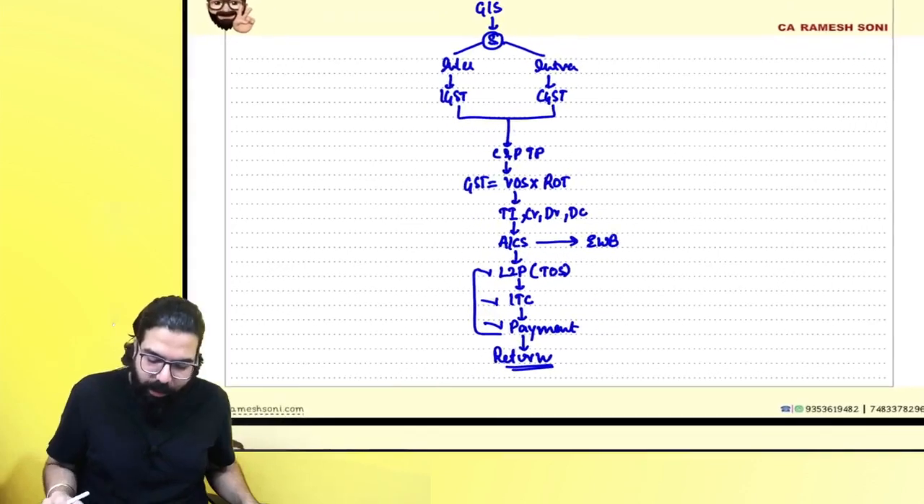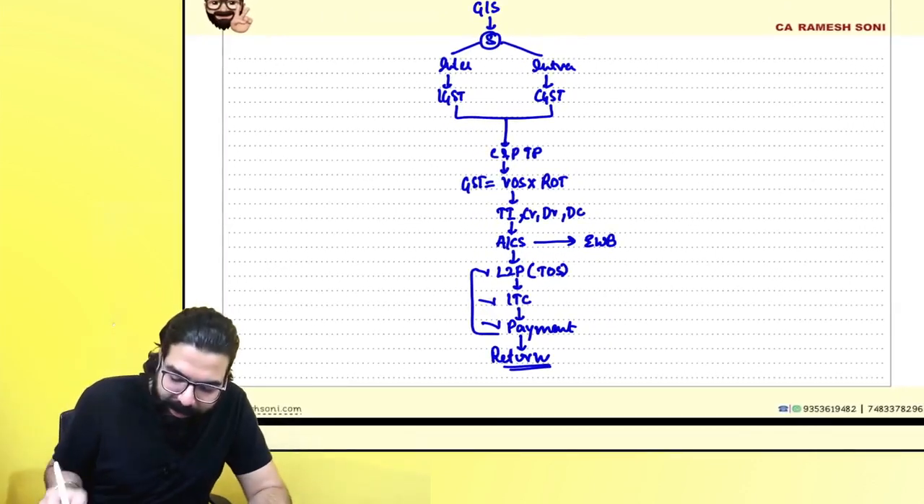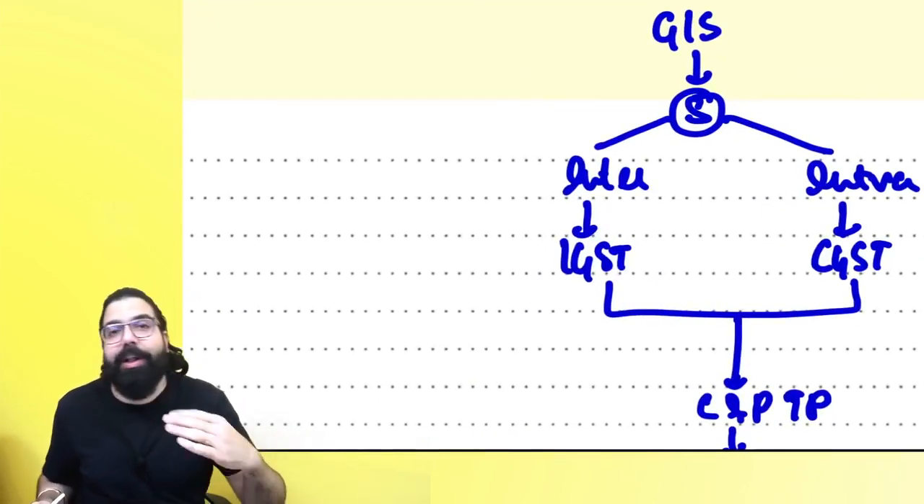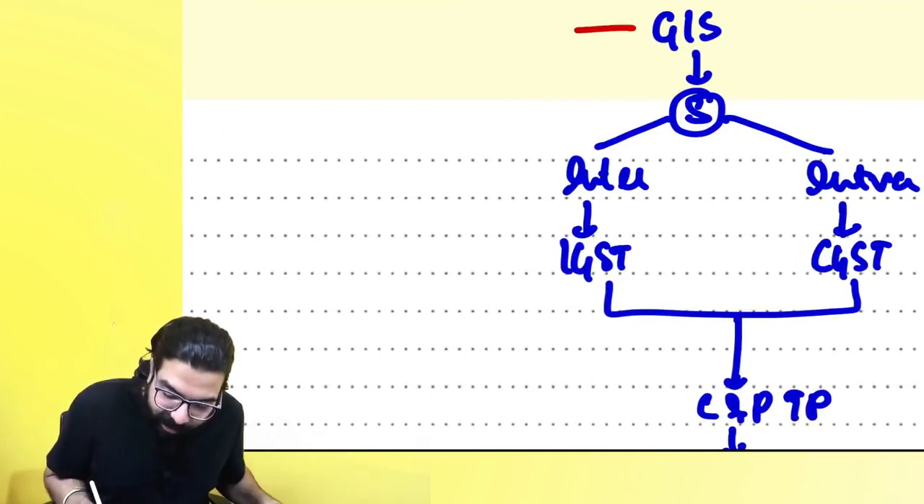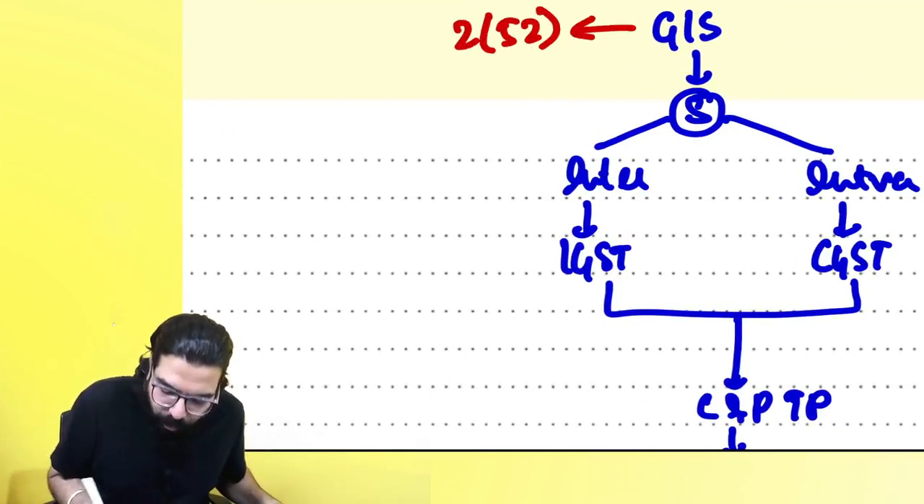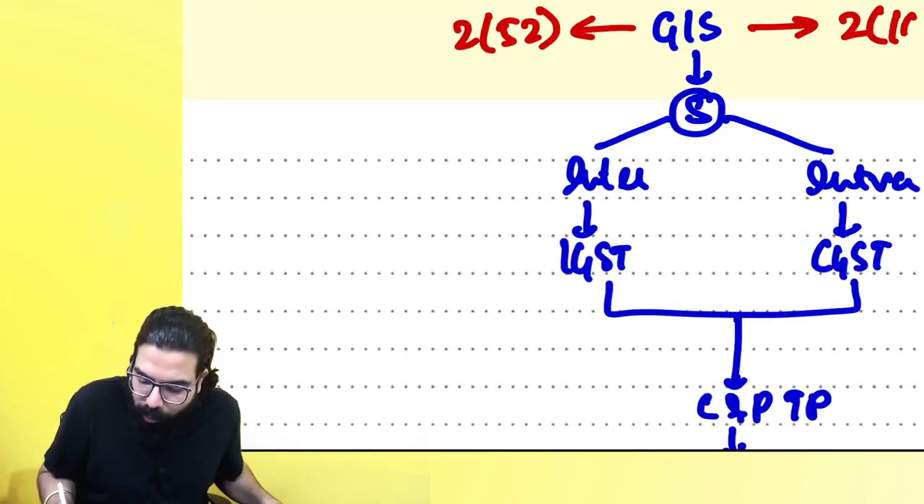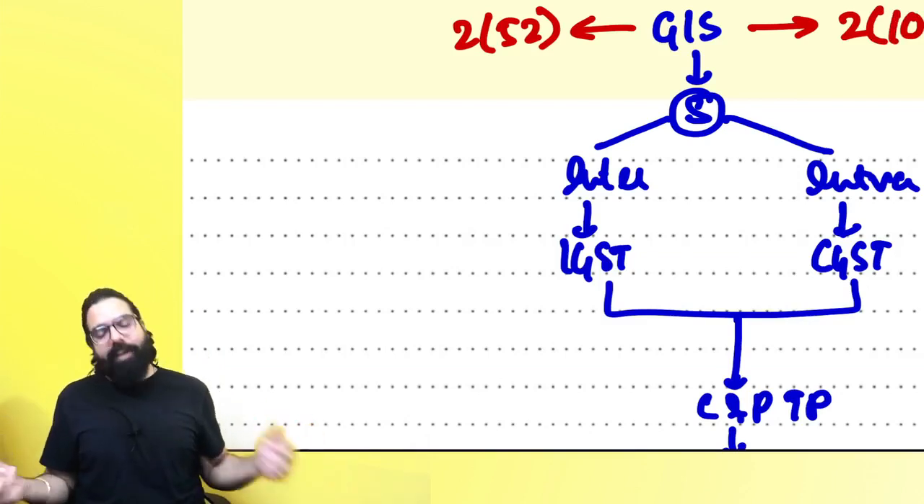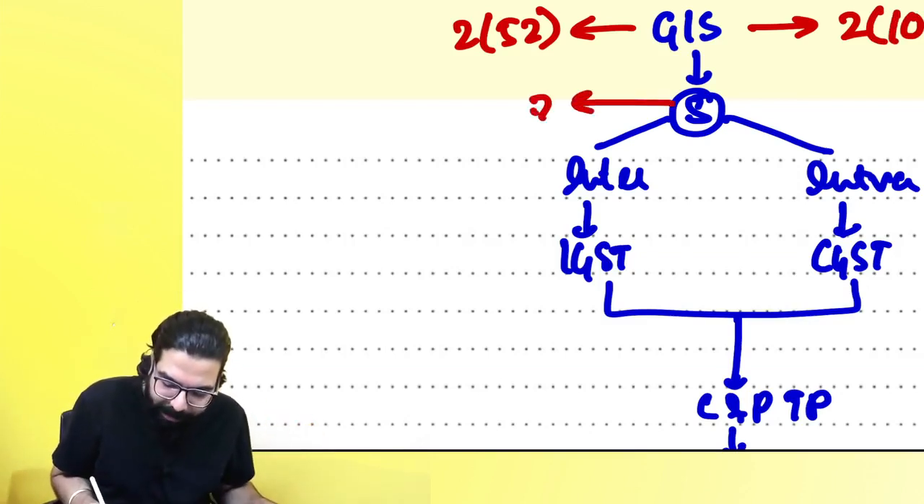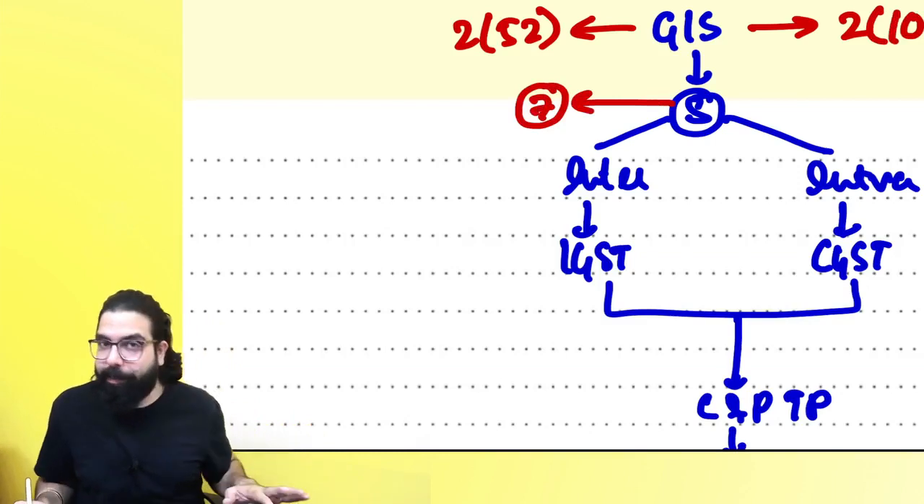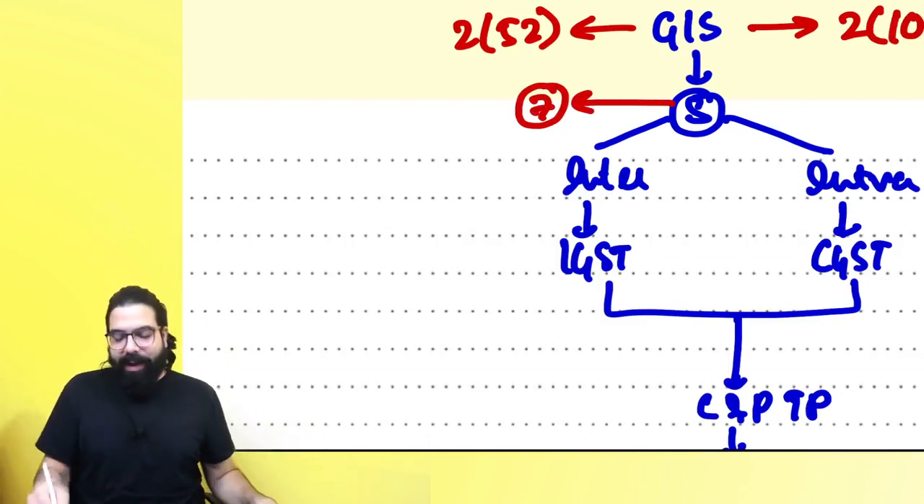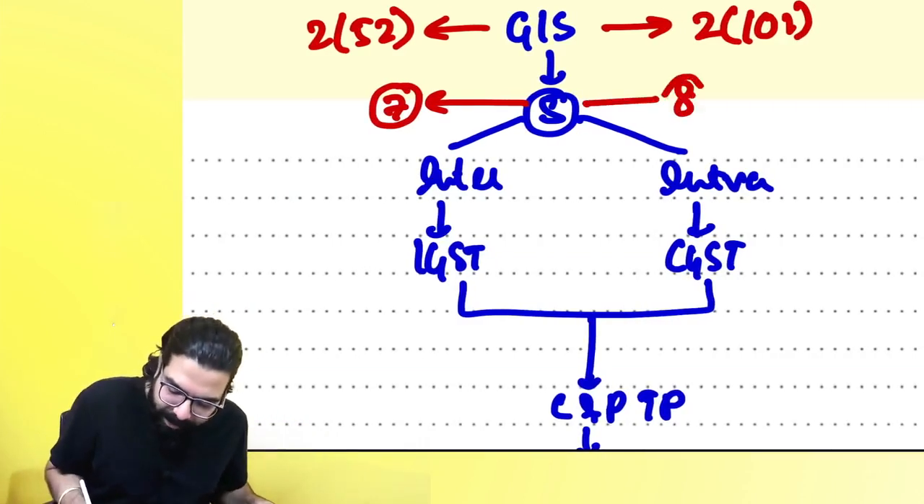Everyone over here, now quickly tell me what are the various sections which we have learned till the chapter of return. Goods, section number 2(52), services, section number 2(102). Goods and service has to be supplied. Supply, section number 7. And supply, section number 8.